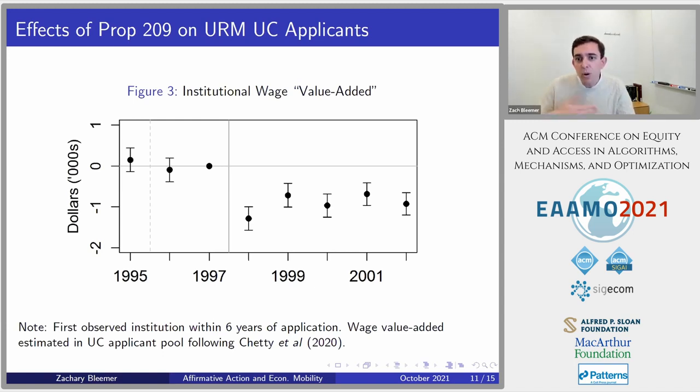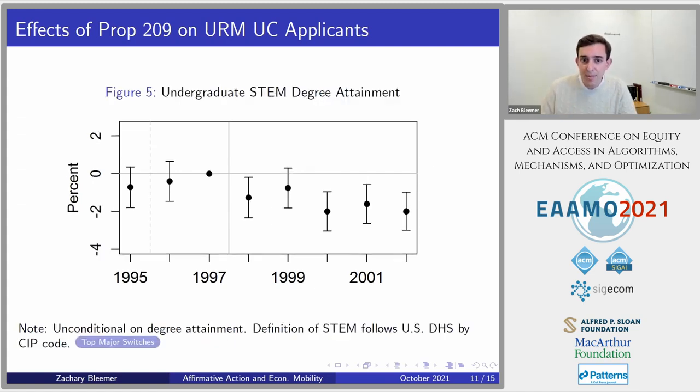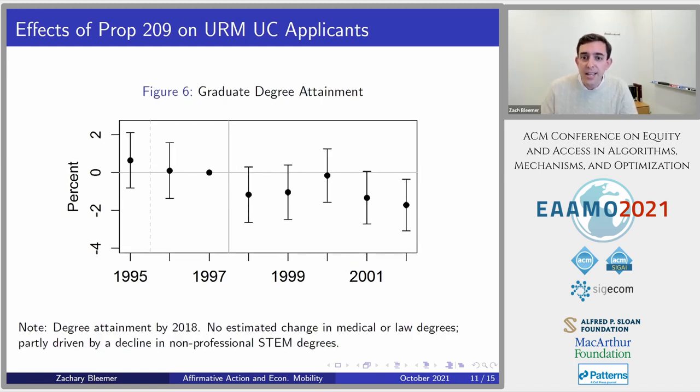What was the ramification of enrolling at the lower value-added institutions? Well, Black and Hispanic students' likelihood of earning a college degree within 6 years fell on average across all of these students, here focusing on students in the bottom quartile of the academic index distribution. These students became less likely to earn college degrees at all. Moving past college degrees to STEM degree attainment, you see both an unconditional and conditional decline in these students' overall likelihood of earning a degree in science and engineering. You see a decline in these students' likelihood of earning any graduate degree.